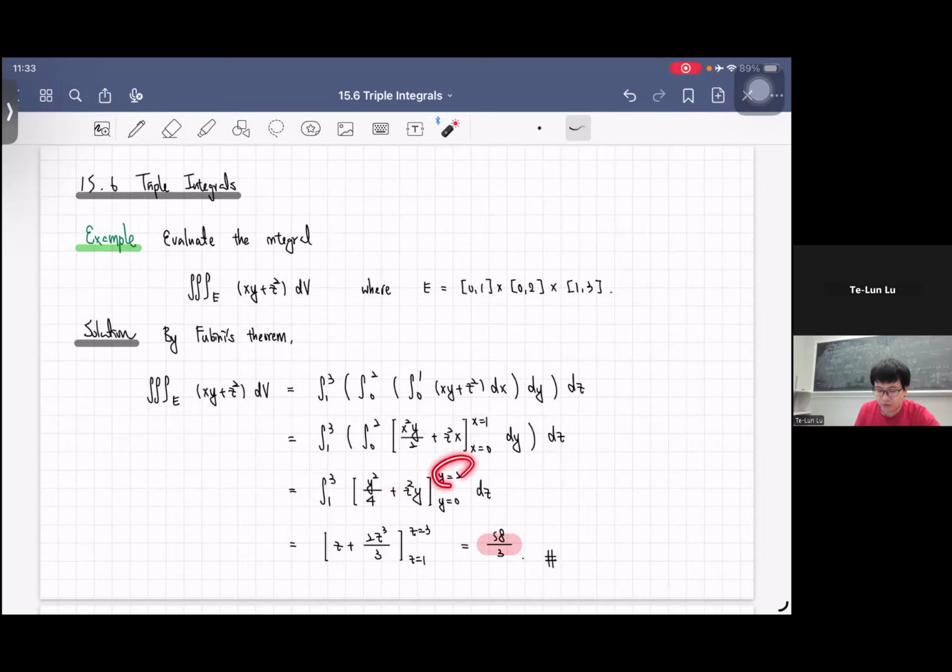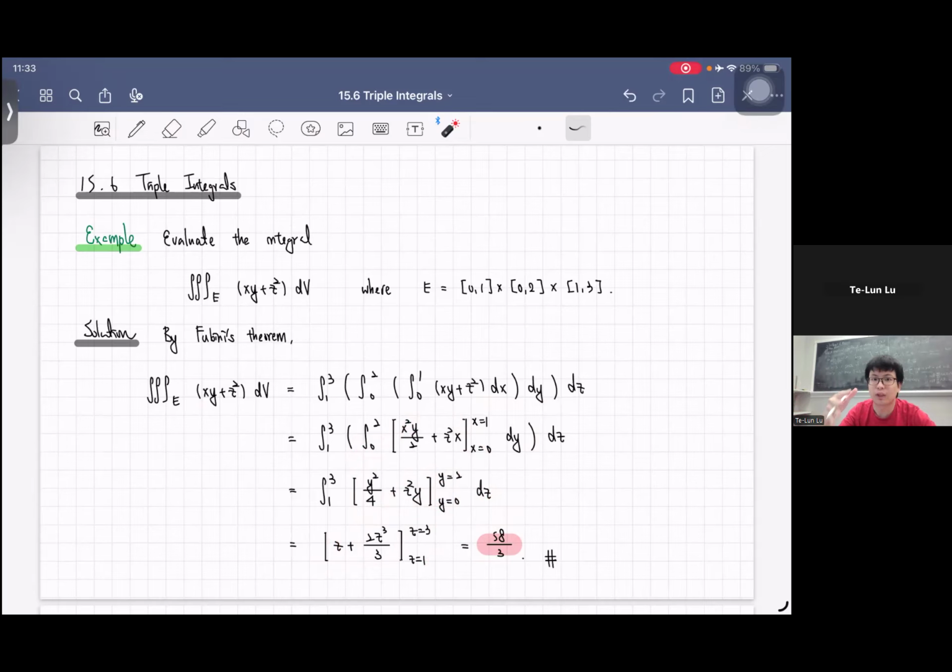Plugging in 2 and 0, you can integrate again by z, which gives you z, because this is 1, right? z plus 2z cubed divided by 3. Plugging in the upper and lower boundary, you simply get 58 over 3. And that'll be the final answer for this three-dimensional integration. So you can see that actually everything follows the same as the two-dimensional integration and one-dimensional integration.